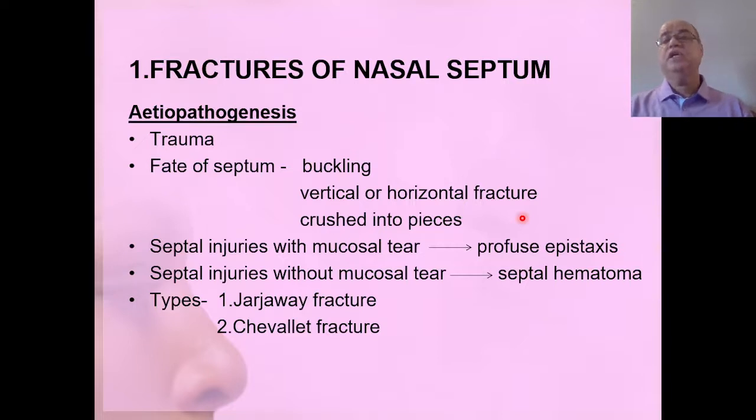direction of the trauma. Septal injuries which have got mucosal tear will present with epistaxis. In septal injuries without mucosal tear, the mucoperichondrium and mucoperiosteum are intact, but there is septal injury, and there will be what we call a septal hematoma. The fractures of nasal septum are basically of two types. One is Jarjaway fracture and the other one is Chevallet fracture.